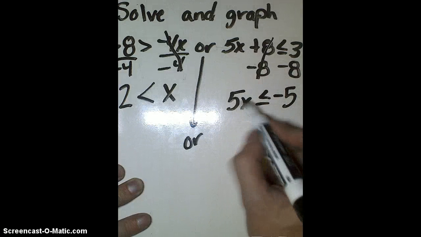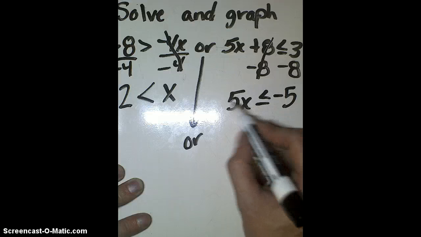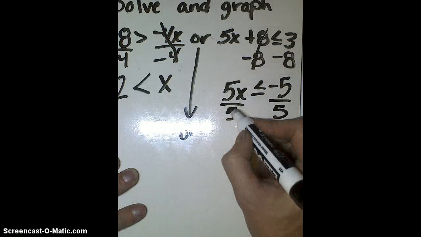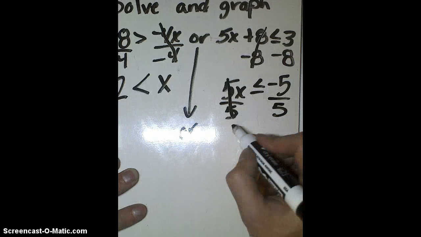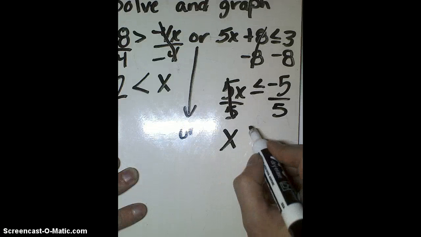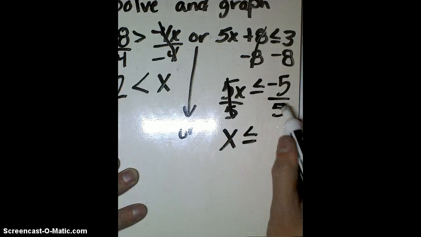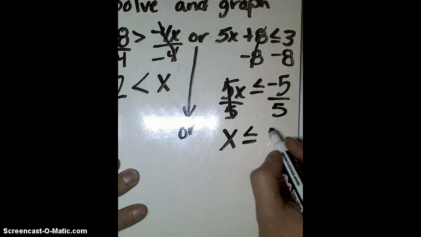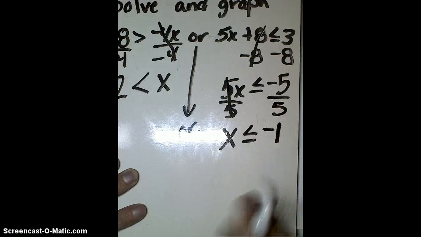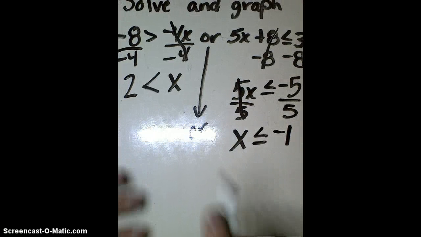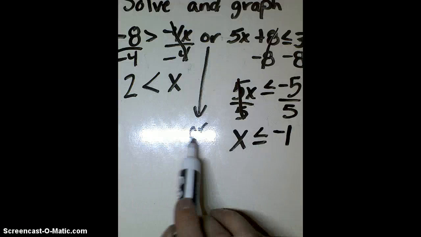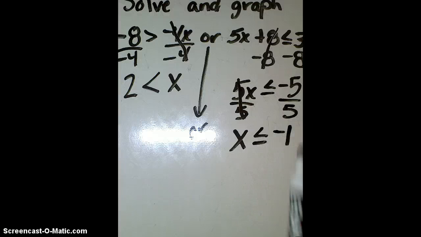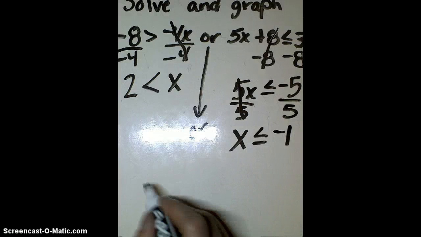Now I want to get rid of the 5. It's 5x. To get rid of 5 times x, I divide by 5. 5 divided by 5 is 1, so that will go away, and I have x is less than or equal to, I didn't have to change anything because I was dividing by a positive. Negative 5 divided by 5 is negative 1. All right, so I should have 2 is less than x, or x is less than or equal to negative 1. So now I want to go about graphing that.